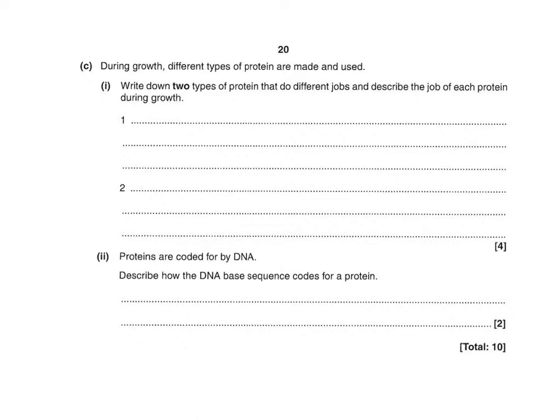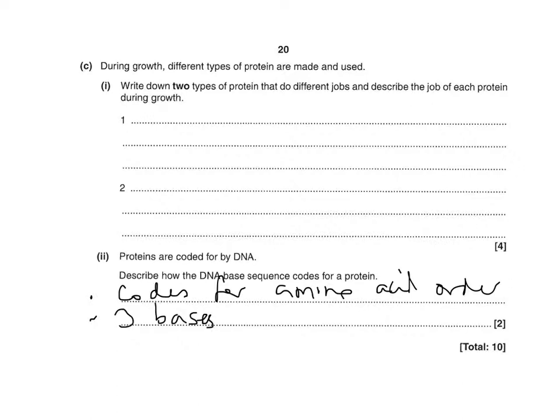Proteins are coded for by DNA. Describe how the DNA base sequence codes for protein for 2 marks. So the first mark was saying that it codes for the amino acid order, or you could say amino acid sequence, and then the second mark is just saying that there's 3 bases for 1 amino acid. Or we could say 3 triplet codes for 1 amino acid. Sorry, 3 bases codes or 3 triplet codes for 1 amino acid.